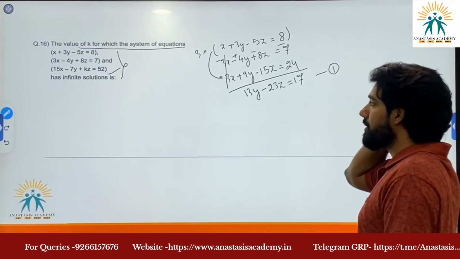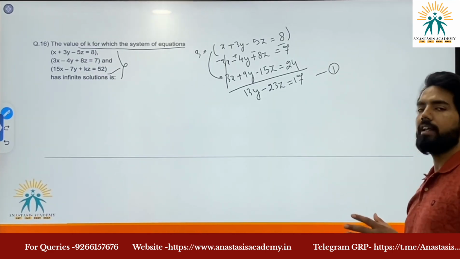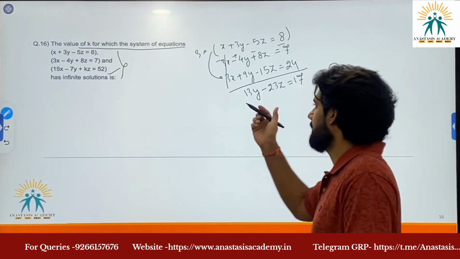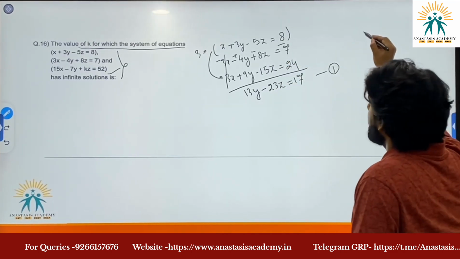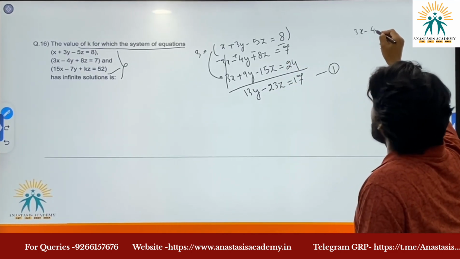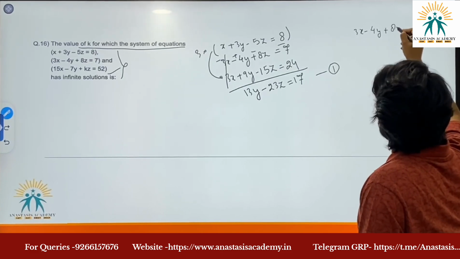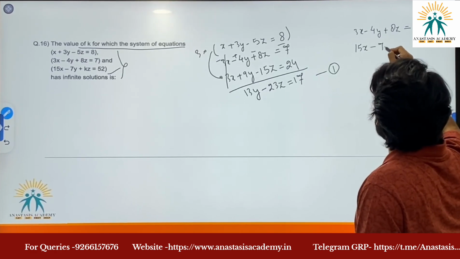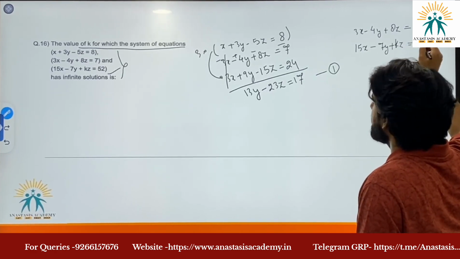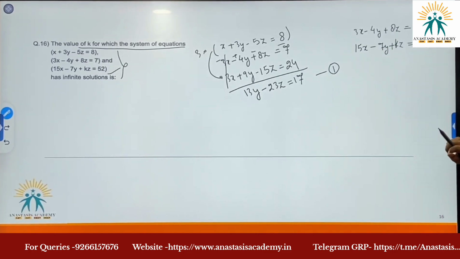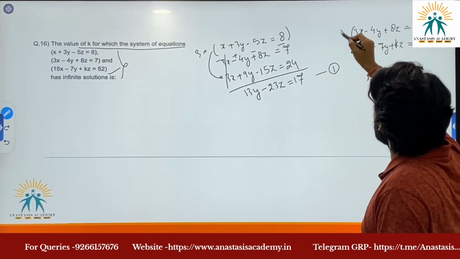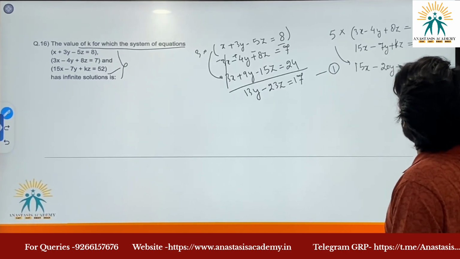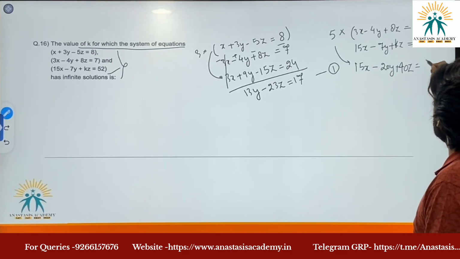I am reducing this to an equation in two variables, so that I can comment easily on the number of solutions. Next set of equations are 3x - 4y + 8z = 7 and 15x - 7y + kz = 52. Now multiply this equation by 5 to get rid of variable x. So it becomes 15x - 20y + 40z = 35.